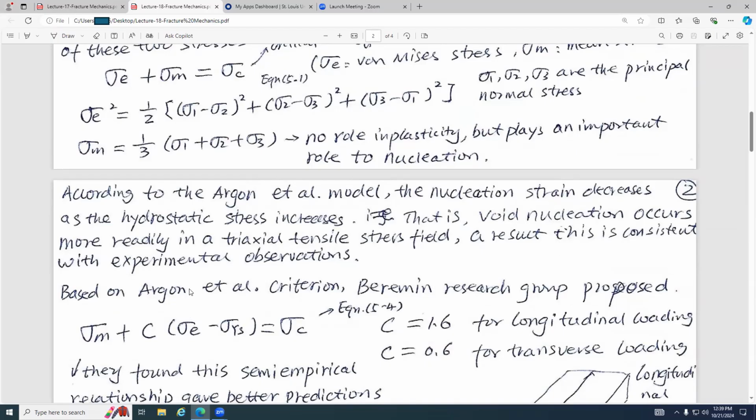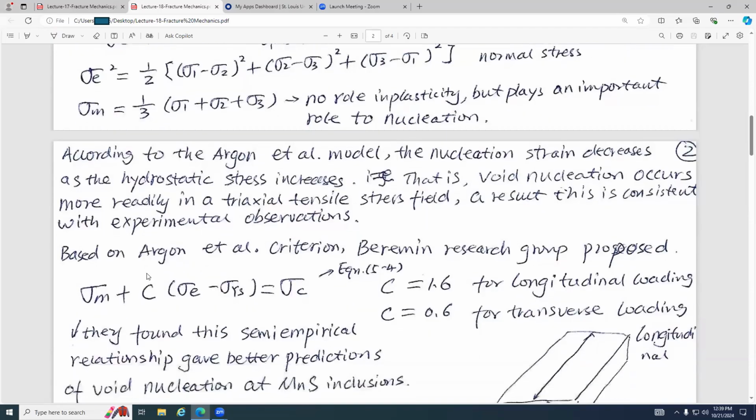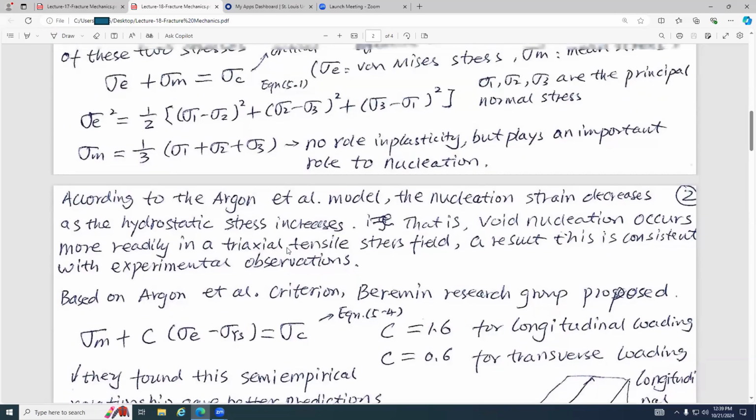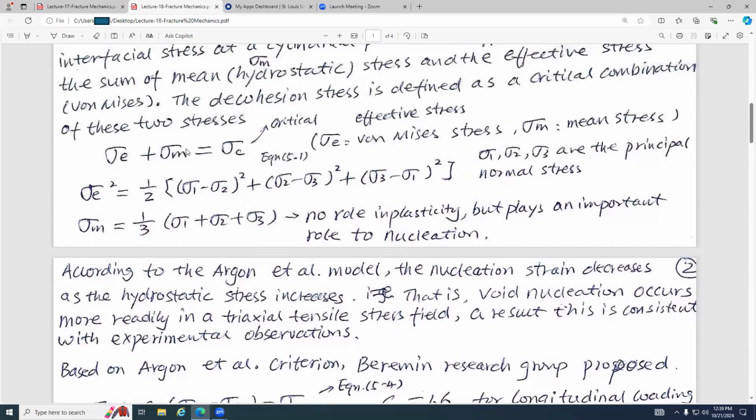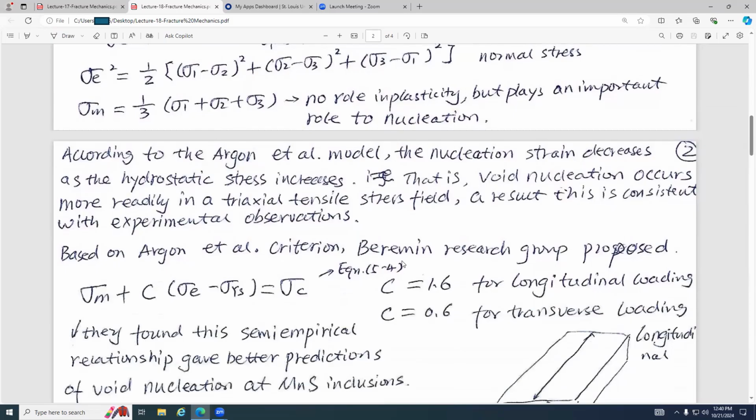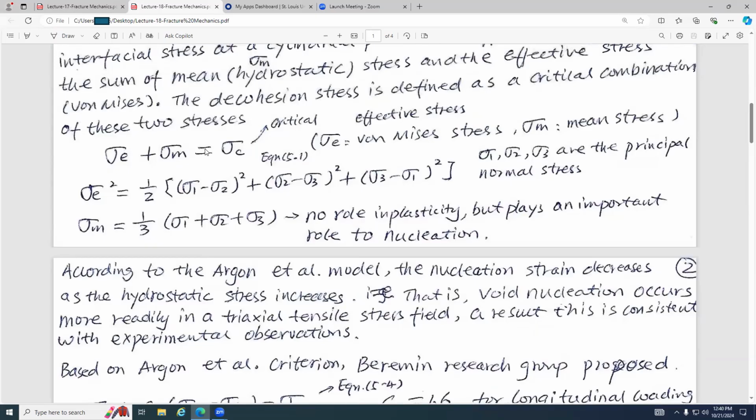Right? So what is the triaxial tensile stress, guys? It's as the name suggests. So this element has three faces, right? Three directions. For all these three directions we have tensile loading. So this is a triaxial tensile stress field. So based on the Argon et al. criteria, this is the original Argon model, but a Beremin research group proposed another one based on Argon's model.